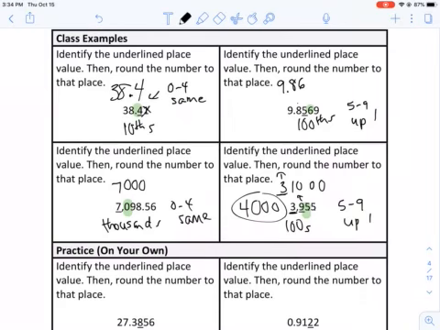And that's rounding. So remember your place values. Between 0 and 4, stay the same. Between 5 and 9, round up.